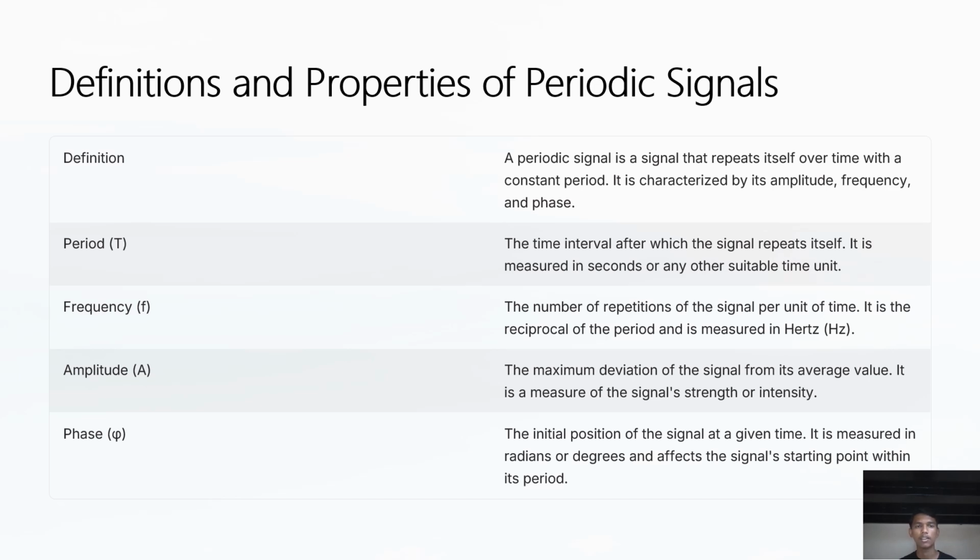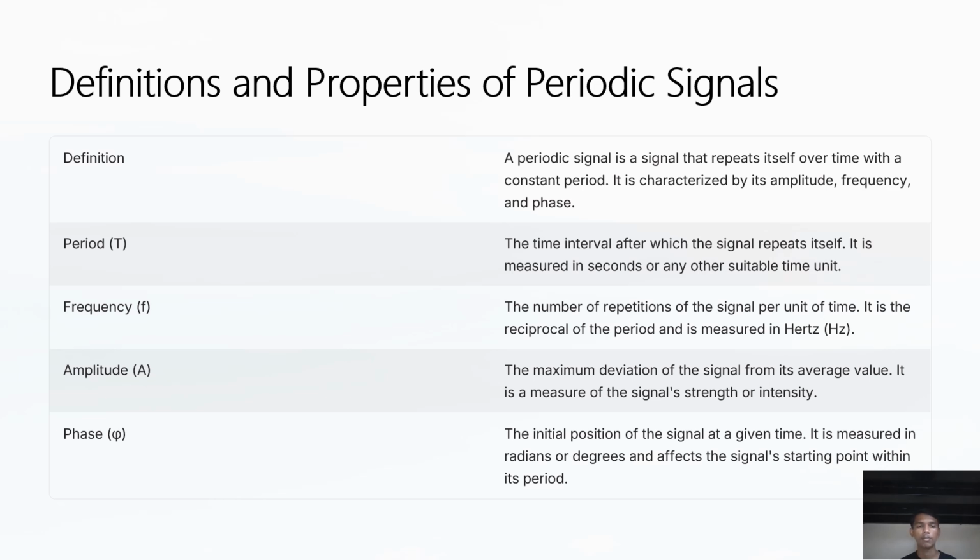It is measured in seconds or any other suitable time unit. Period is denoted by capital T. Frequency, which is denoted by small f: the number of repetitions of the signal per unit of time. It is the reciprocal of the period and it is measured in hertz.